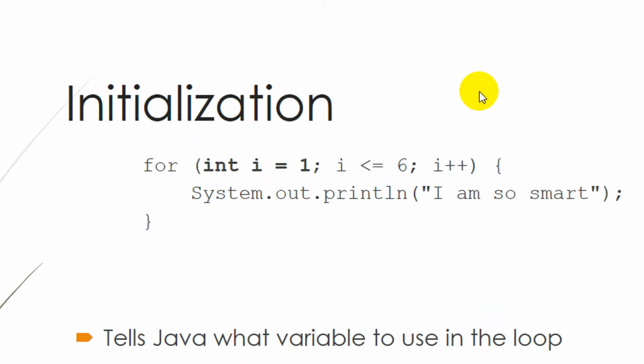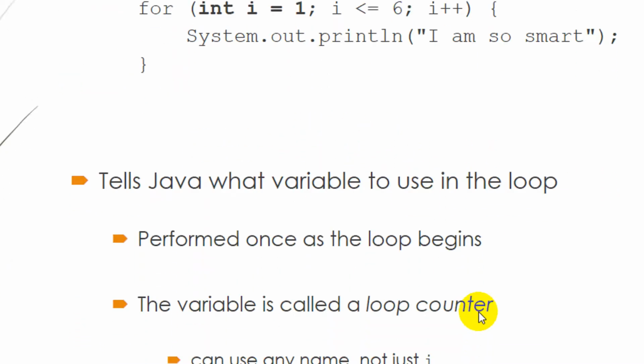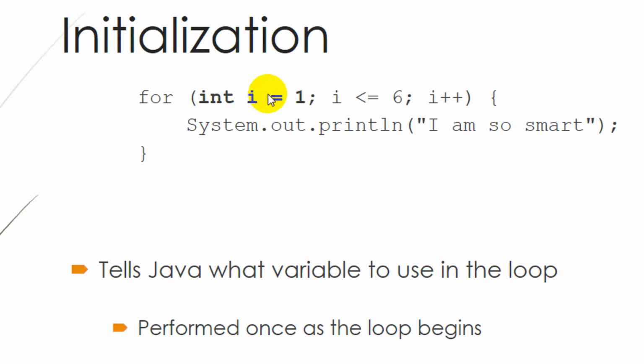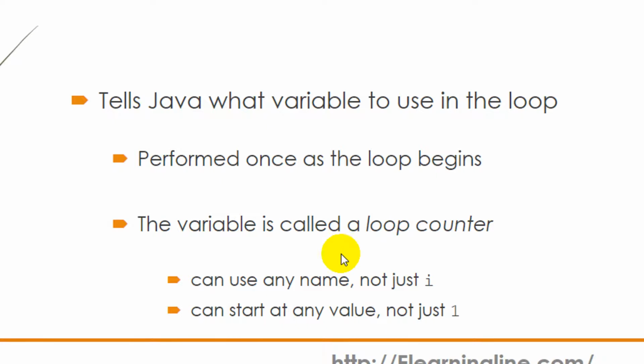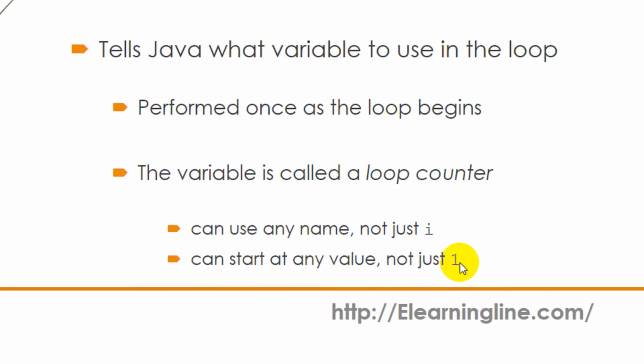This is the way you initialize it: integer I equal to 0 or 1. So you will start with 0. This is the way you update the value of I, and this is your test condition. It will continue as long as the test condition is true. The variable is called a loop counter. Here, whatever variable you see, integer I, is a loop counter variable. You can use any name, not just I. You can start at any value, not just 0.